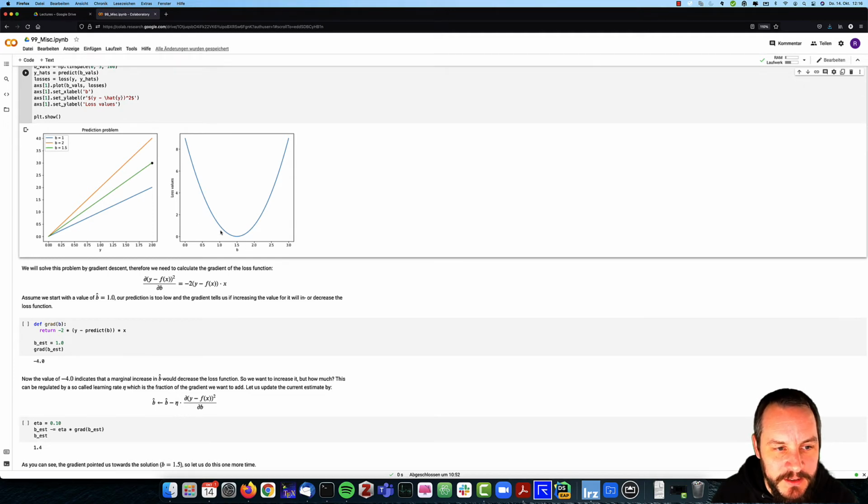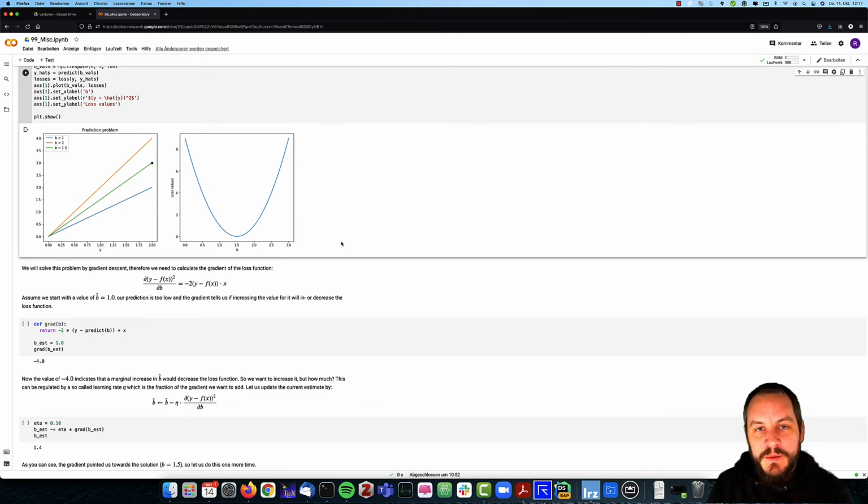In comparison, if we are here on the other side, at the value of 1, then we would get minus 4, and minus 4 tells us, okay, the loss value would further decrease if you increase the value here, so you should go to the right. So the sign of the gradient tells us in which direction we should alter our current parameter estimate in order to further reduce the loss function value.